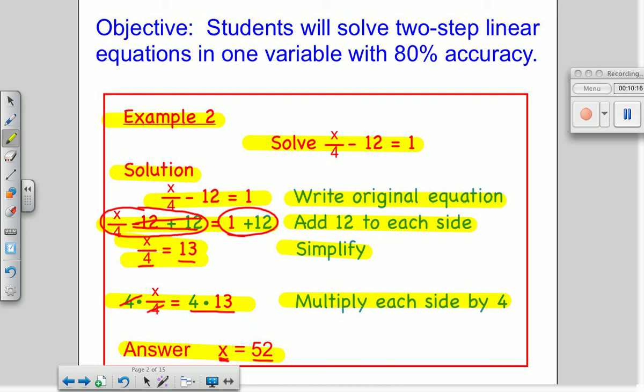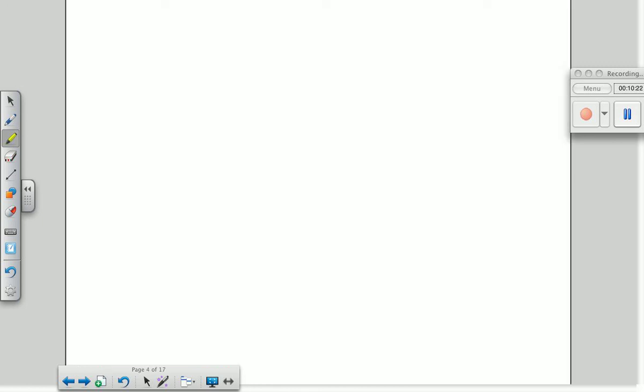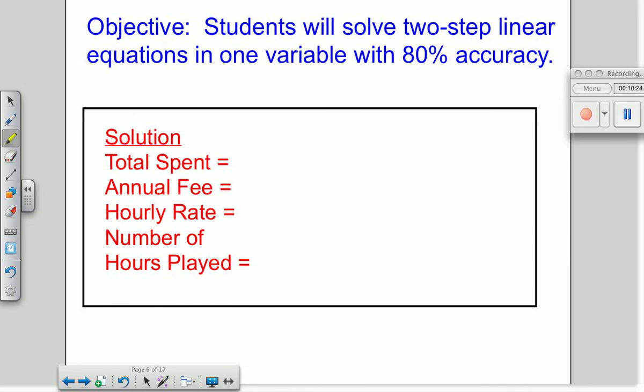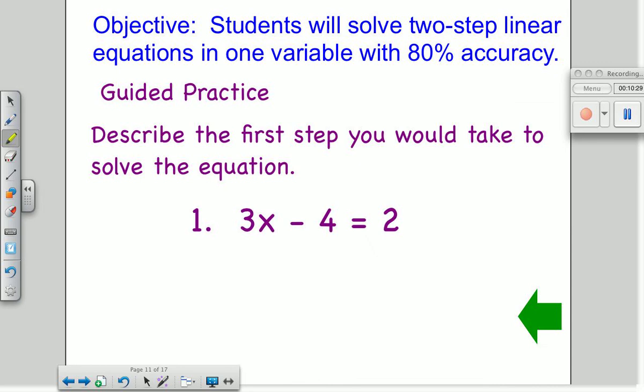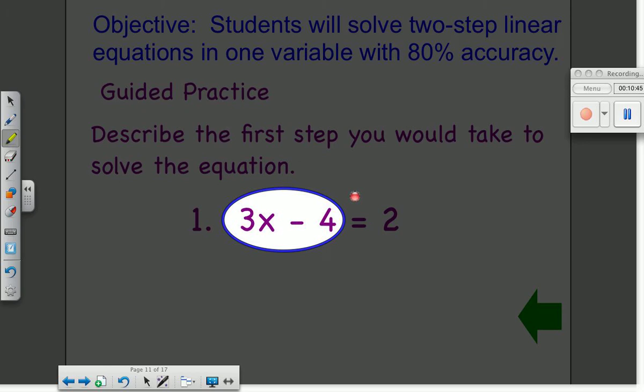All right, I'm just going to go ahead and skip now to the guided practice. Guided practice. Describe the first step you would take to solve the equation. So let's look at what's being done here. Again, we're focusing on the side with the x. We're multiplying 3 times x, and we're subtracting 4.